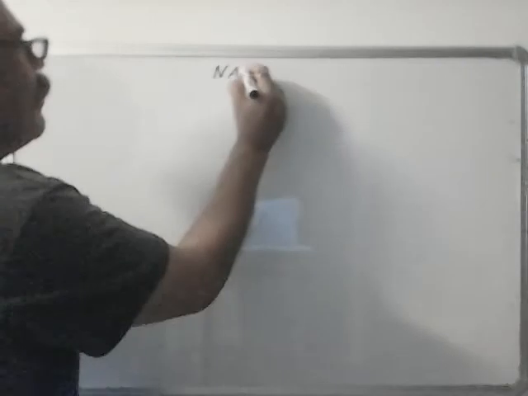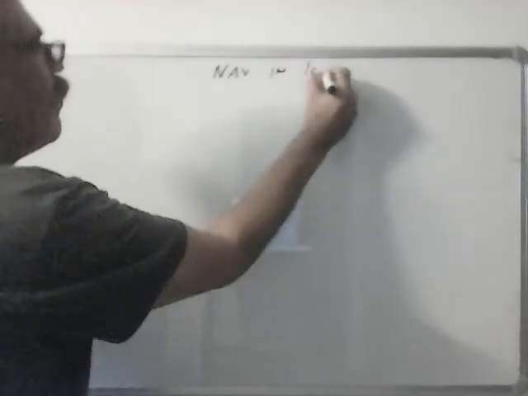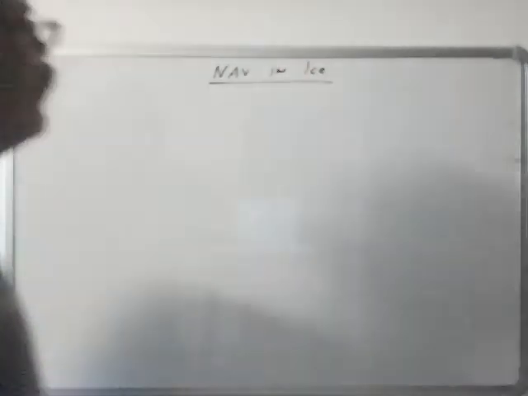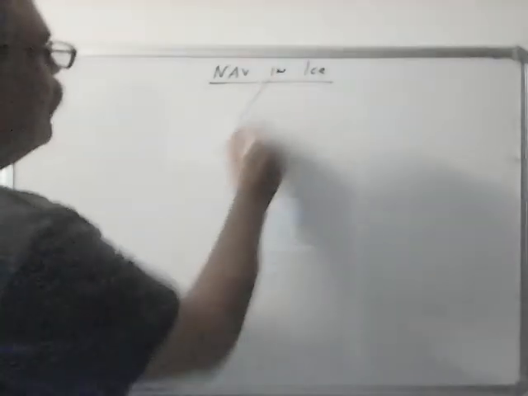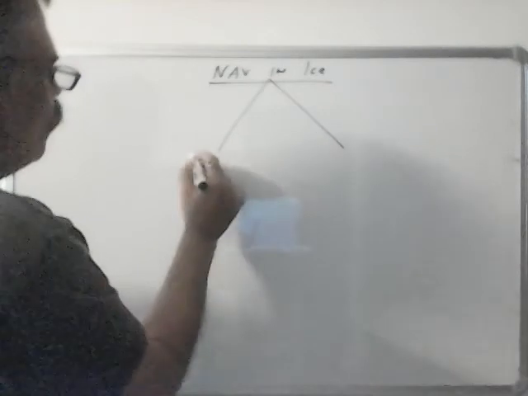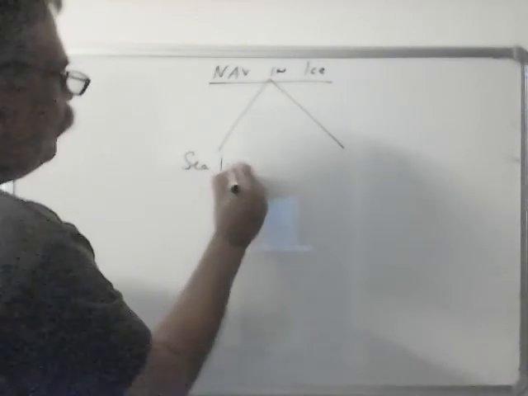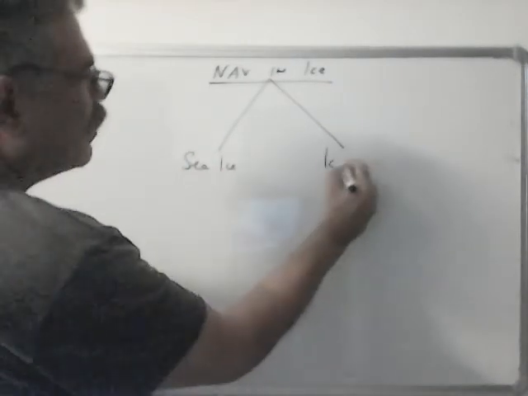Today we will do navigation in ice. We normally get two types of ice at the sea, in the deep sea. One could be sea ice and one is iceberg.